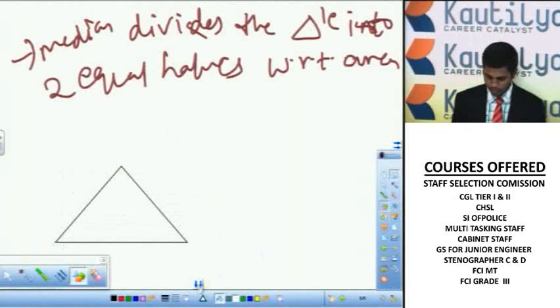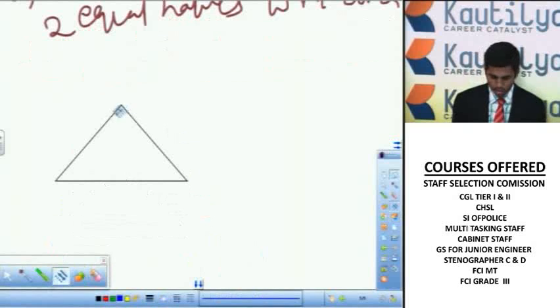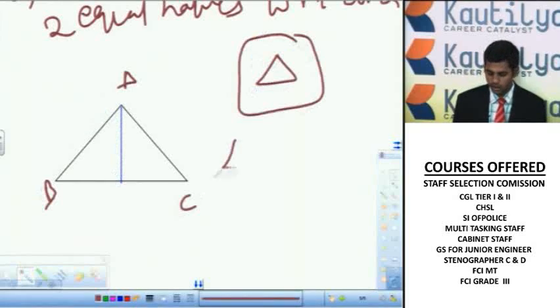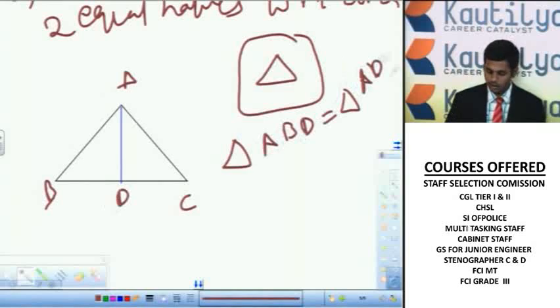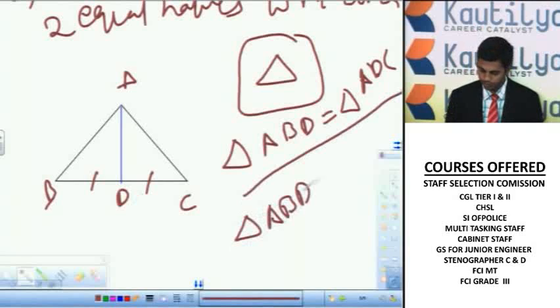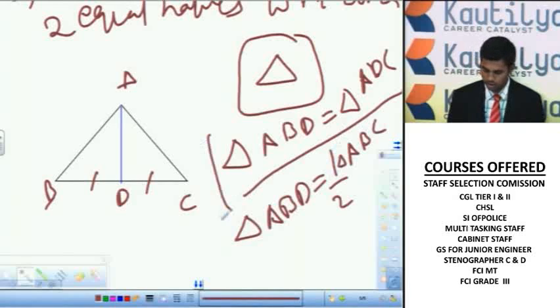If this be the triangle and if this be the median, ABC, the area of a triangle is usually represented with the letter delta. We can say that delta ABD equals delta ADC, since BD equals DC. That is, a median divides the triangle into two halves in terms of area also. That is, ABD equals ADC, and individually ABD equals half of delta ABC. So these two relations are important.